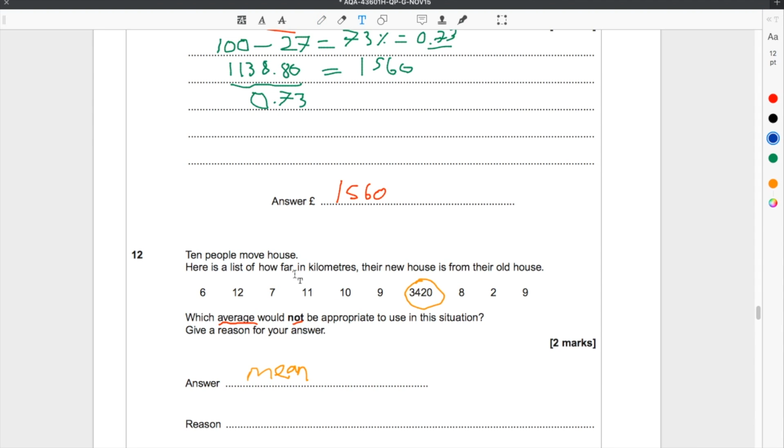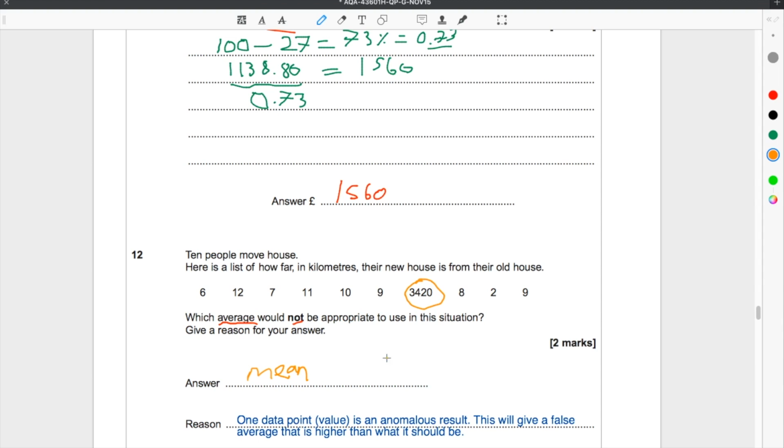And the reason for this is one data point, or we could say value, is an anomalous result. This will give a false average that is higher than what it should be. So we'll see how they've worded it in the mark scheme, but this certainly will get us both the marks.